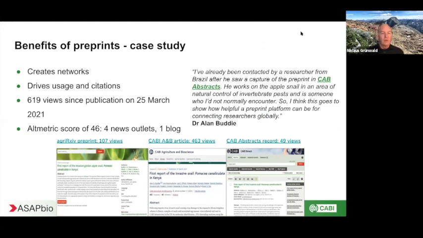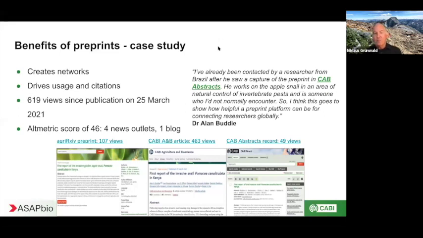One really nice thing is that it creates networks. For example, in this particular study that we're showing here, this was a paper submitted to AgriXiv and eventually published in CABI Agriculture and Bioscience. It was really important to communicate this rapidly because it was a new invasion of the apple snail, the golden apple snail, into Kenya. And as you can see at the top right, a quote from one of the authors: it was very pleased to connect up with scientists in Brazil.